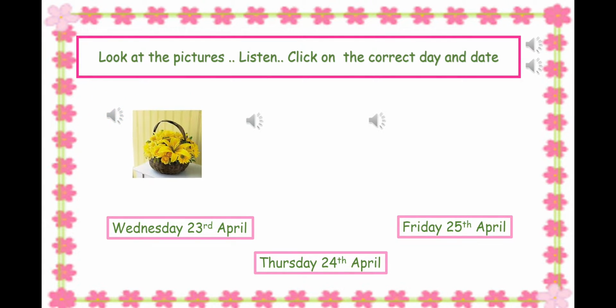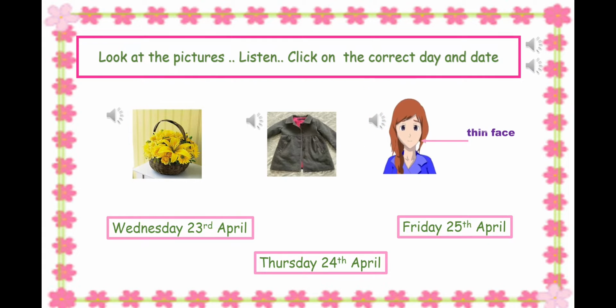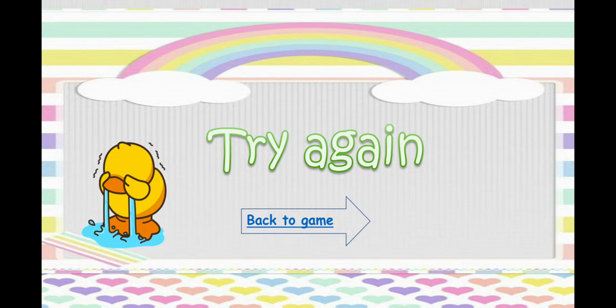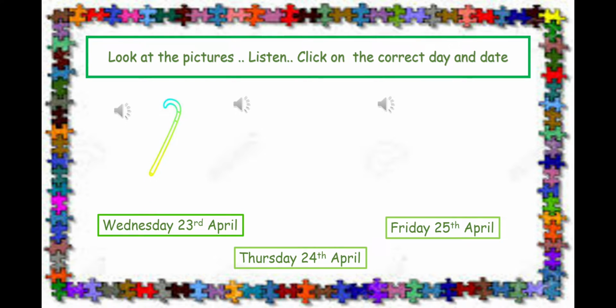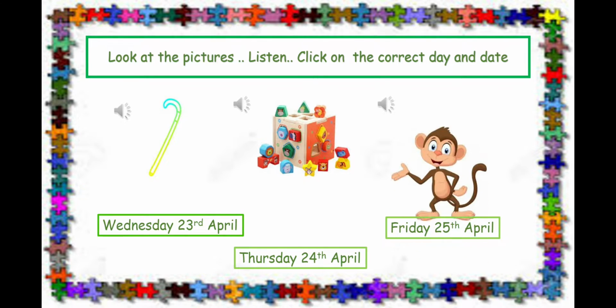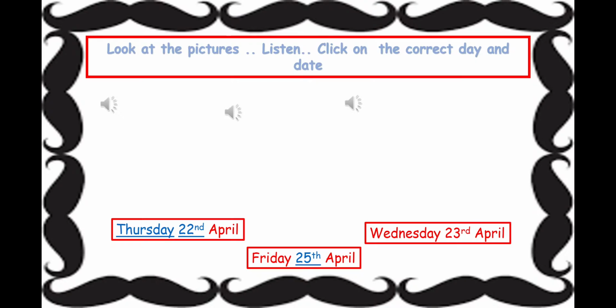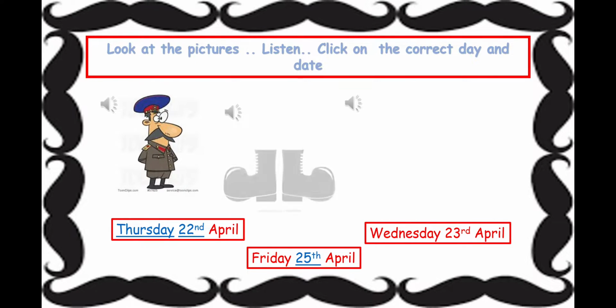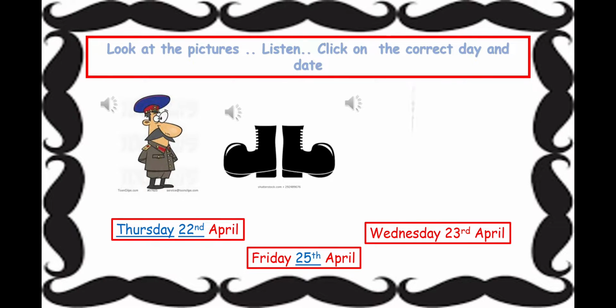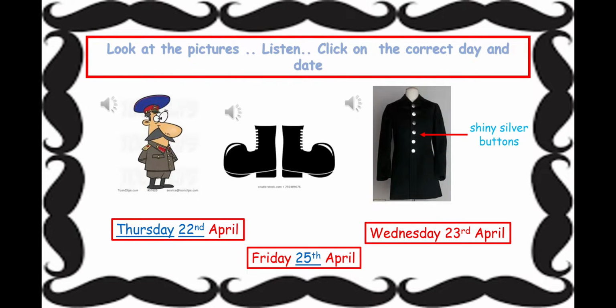She had a large basket full of yellow flowers. She was wearing an old gray coat. She has a thin face. He carries a walking stick. He brought a box and some shapes for Millie and John. An Indian prince gave him a monkey. He walks slowly with his hands behind his back. He wears big black boots. His coat has shiny silver buttons.